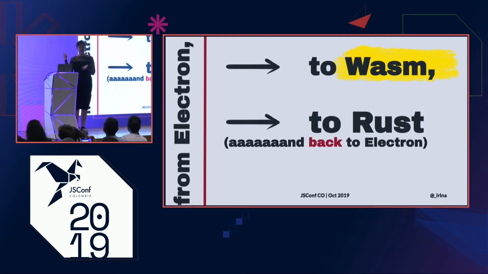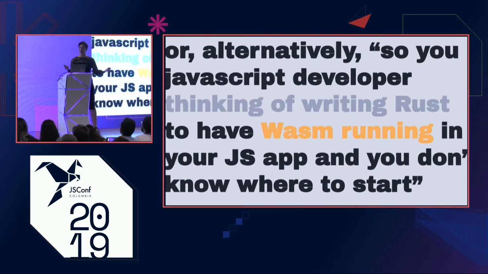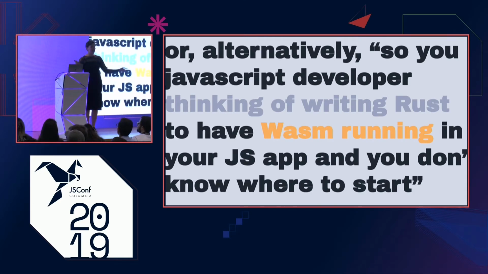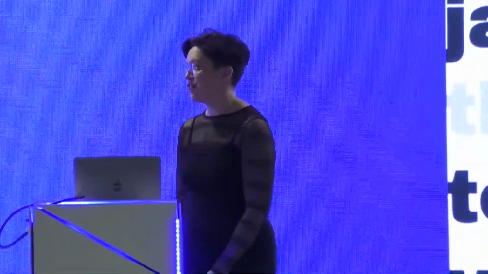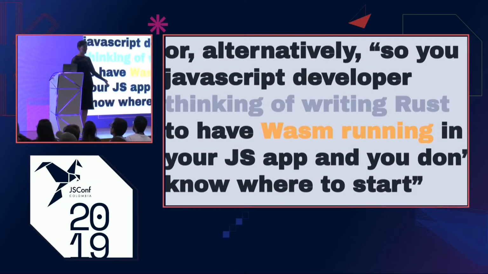But this title is a little bit ambiguous, so I'm narrowing it down a little differently. So you're a JavaScript developer and you're thinking of putting Rust and WASM running in your main application, and I want to tell you all about it and how you can do it as well.